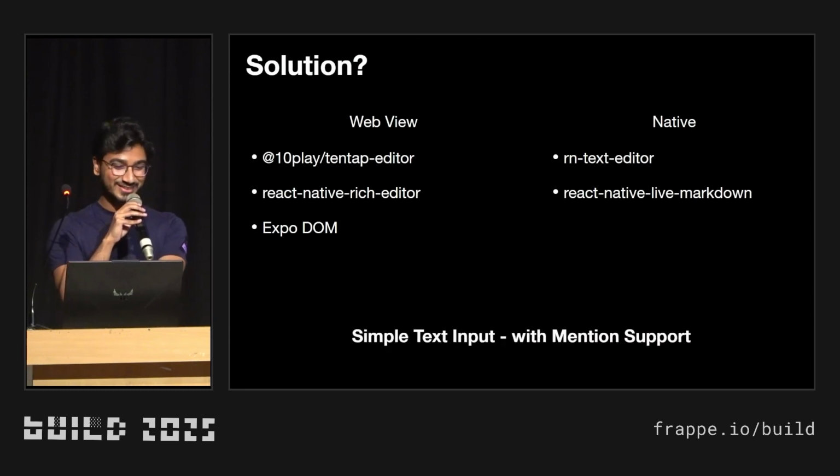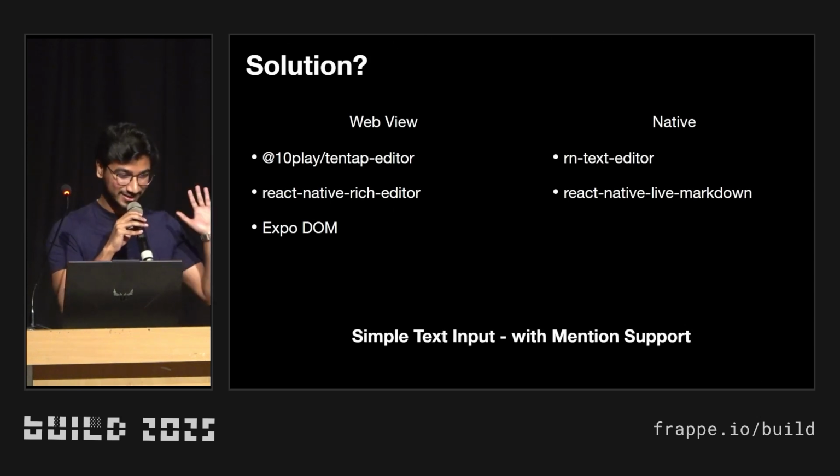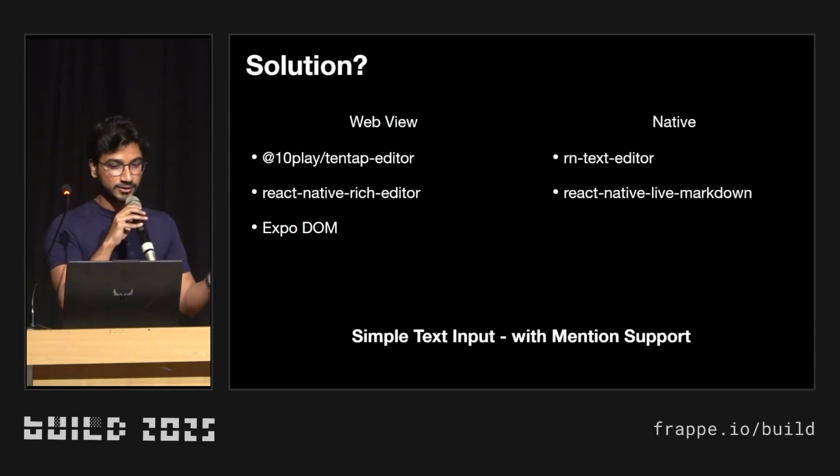So at the end, the solution which we came up with is, for now, just use a simple text input and provide mention support. Mention is one thing that is crucial in a chat application compared to the formatting part of it. So we went ahead with this, but we also support chat rendering, right? So if you have to edit a message, then we have to support some markdown rendering. For that, we are using Expo DOM.